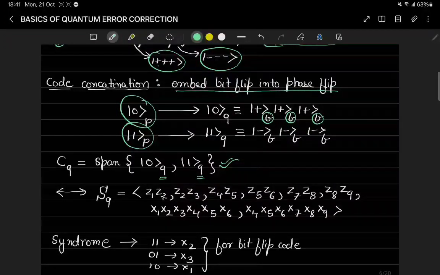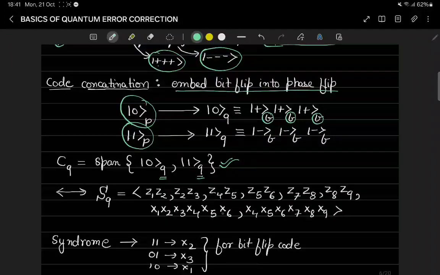So the idea is, inside the phase flip code, I have the bit flip code, which will talk about flipping between 3 bits at a time. So I have 1 2 3, and Z1 Z2, Z2 Z3 talks about flipping 1 2 3. I have 4 5 6, Z4 Z5, Z5 Z6 talks about flipping those, and I have 7, 8, 9, and Z7 Z8, Z8 Z9 talks about flipping those.